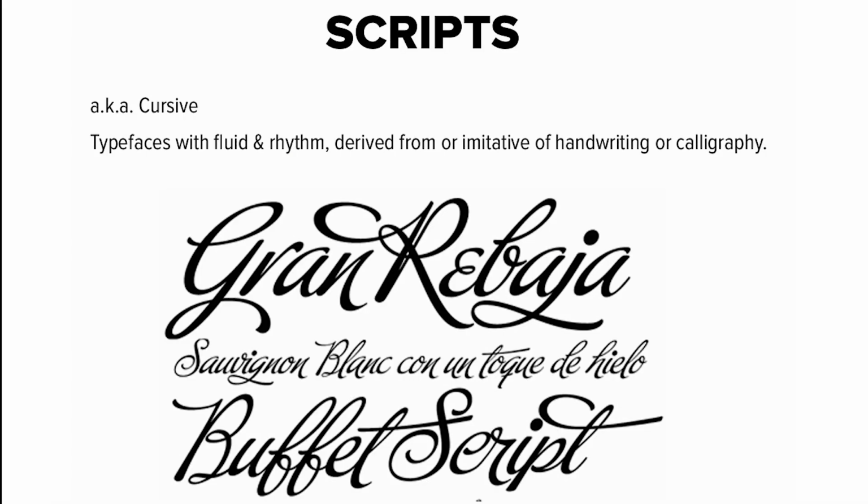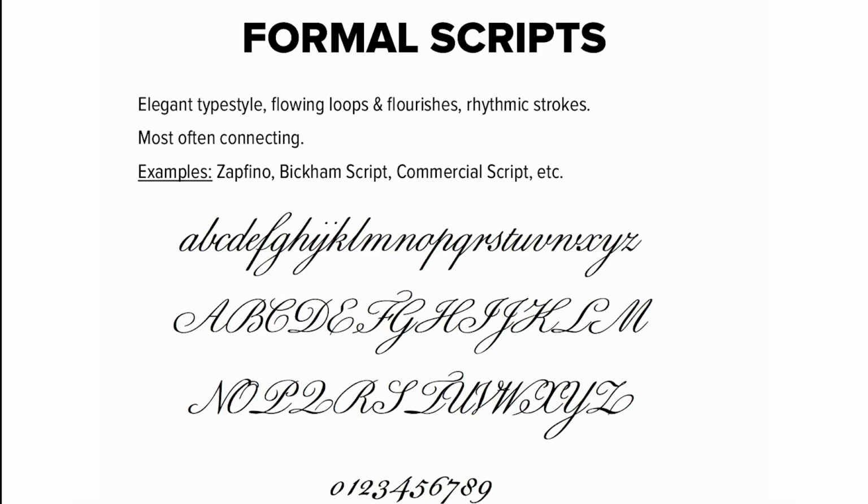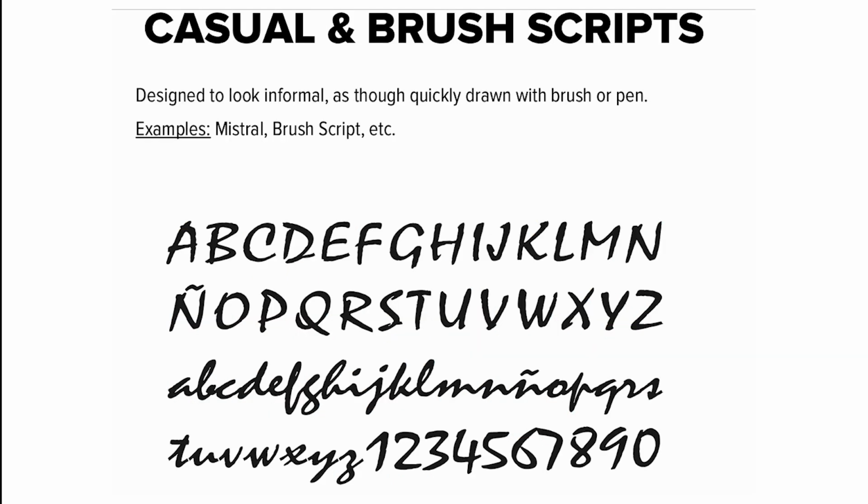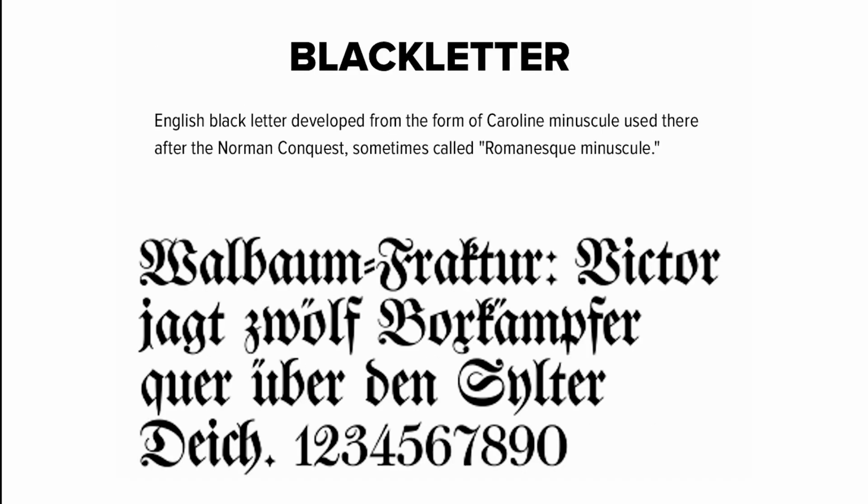Now script typefaces. Script typefaces have different curves, or cursive forms, with fluidity and rhythm derived from or imitative of handwriting or calligraphy. For example, Buffet Script. A formal script means an elegant type style with flowing loops and flourishes, with strokes most often connected. Zapfino and Commercial Script are examples of formal script. Casual and brush scripts are designed to look informal, as though quickly drawn with a brush pen. Mistral and Brush Script are examples of casual brush scripts. Black Saturn is a very famous font.